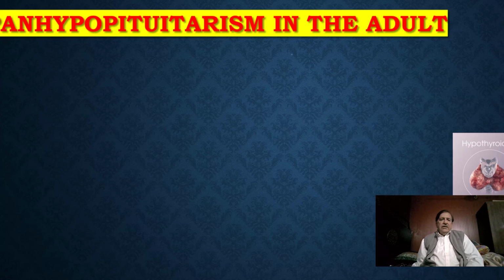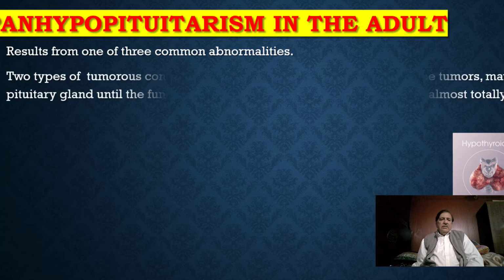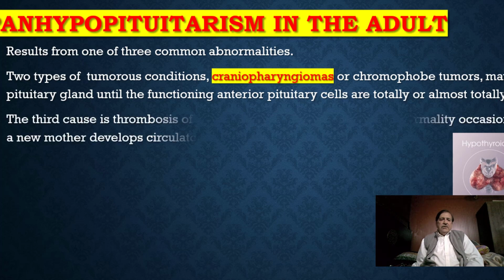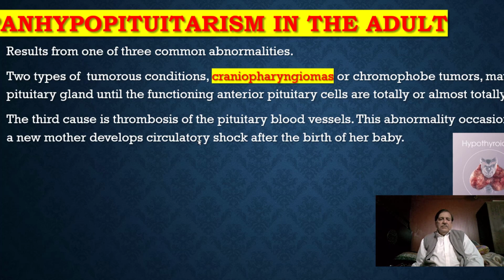Panhypopituitarism in the adult results from one of three common abnormalities. Two types of tumorous conditions, craniopharyngiomas or chromophobe tumors, may compress the pituitary gland until the functioning anterior pituitary cells are totally or almost destroyed. The third cause is thrombosis of the pituitary blood vessel. This abnormality occasionally occurs when a new mother develops circulatory shock after the birth of a baby. In first pregnancy, when shock occurs in the mother, thrombosis of the pituitary vessel occurs and this causes panhypopituitarism.